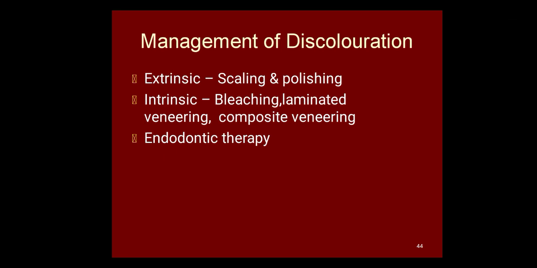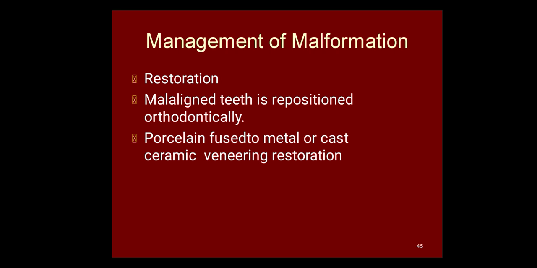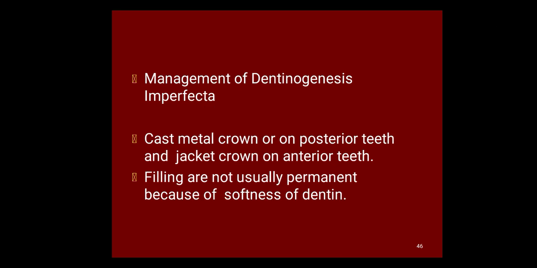Management of discoloration. Extrinsic staining can be removed by scaling and polishing. Intrinsic staining is removed by bleaching or laminated veneers, composite veneer, or endodontic therapy followed by full crown restoration. Management of malformation: restorations are indicated. Malaligned teeth are repositioned orthodontically, porcelain fused to metal, or cast ceramic veneering restorations.